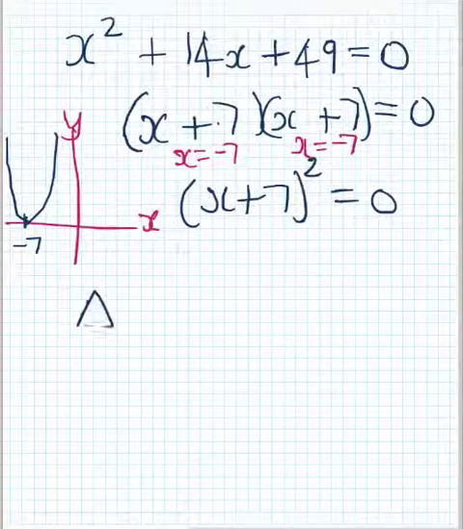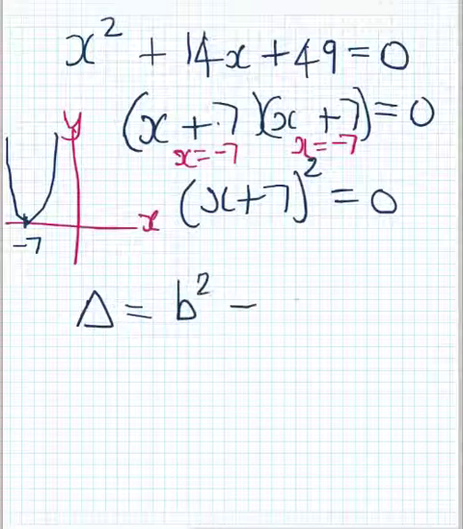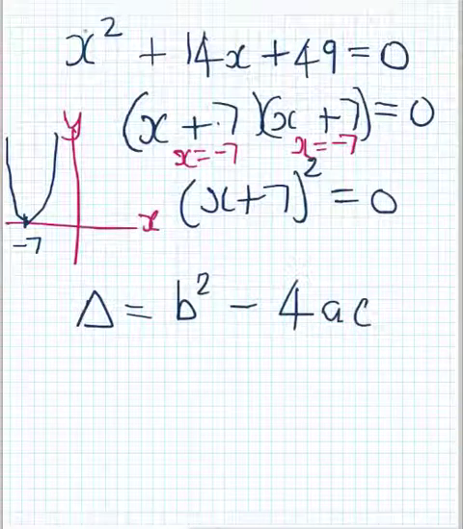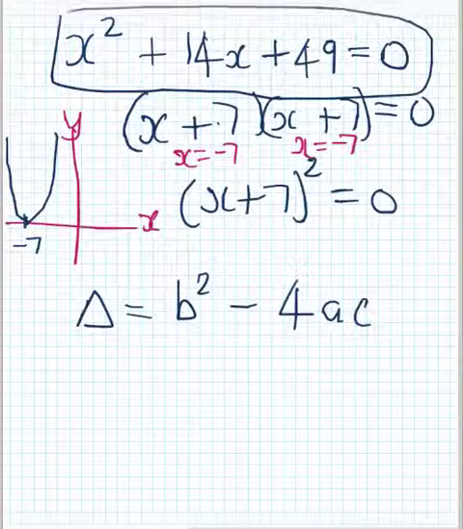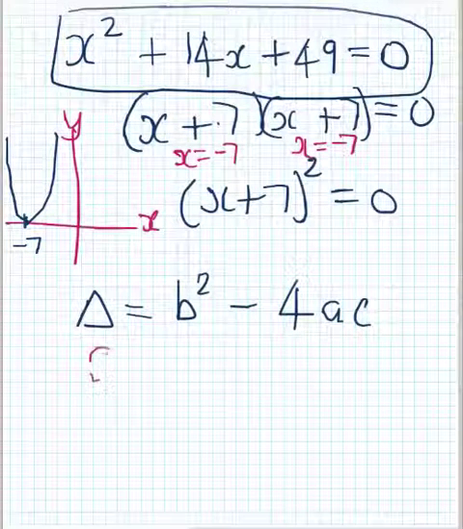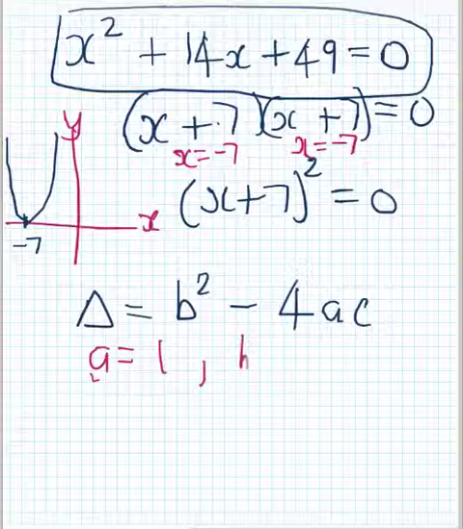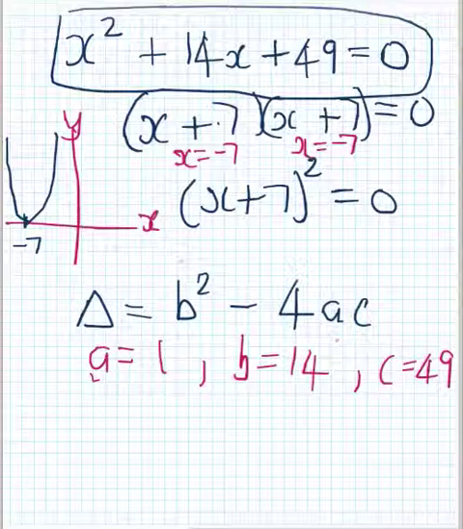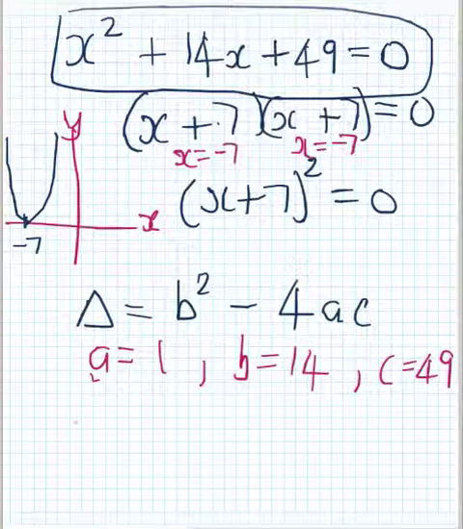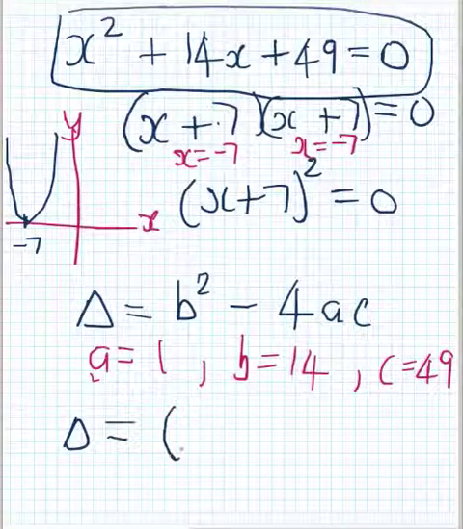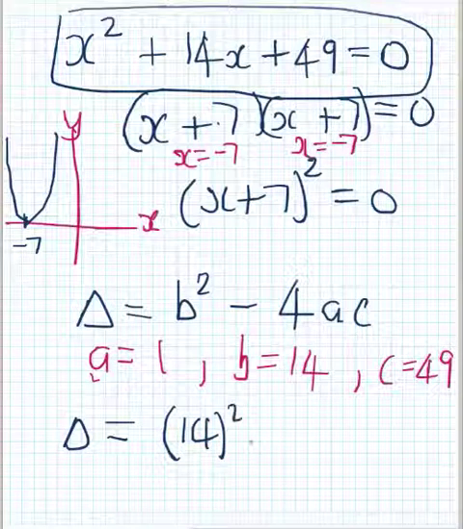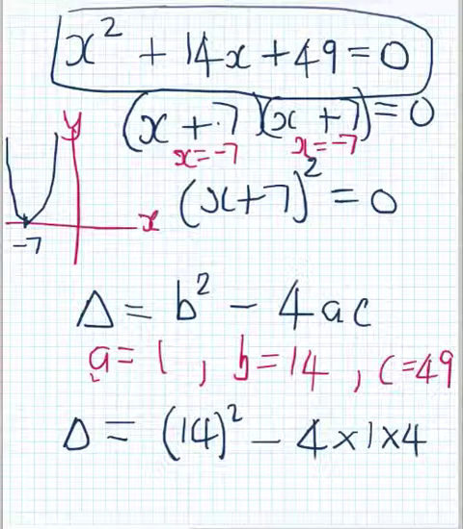Alright, so discriminant is equal to b squared minus 4ac. Now, using our equation, what does a equal? A is equal to 1, the coefficient of x squared, b is equal to 14, and c is equal to 49. Now, all we have to do is sub these into the expression here, the discriminant. So we end up with b is 14 squared minus 4 times a times c. So minus 4 times 1 times c, which is 49.